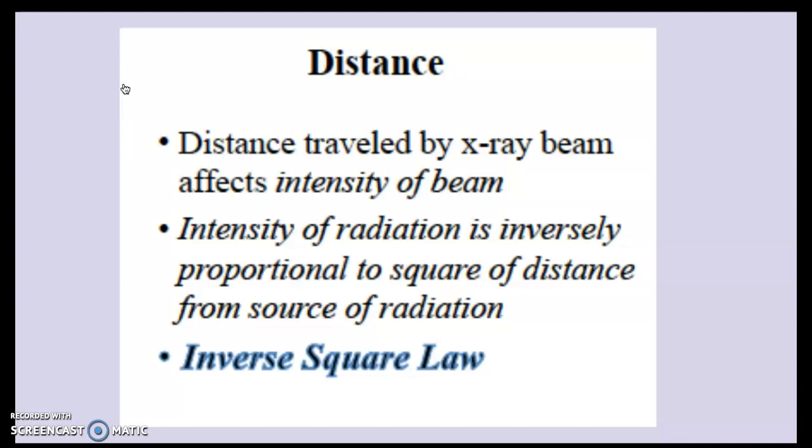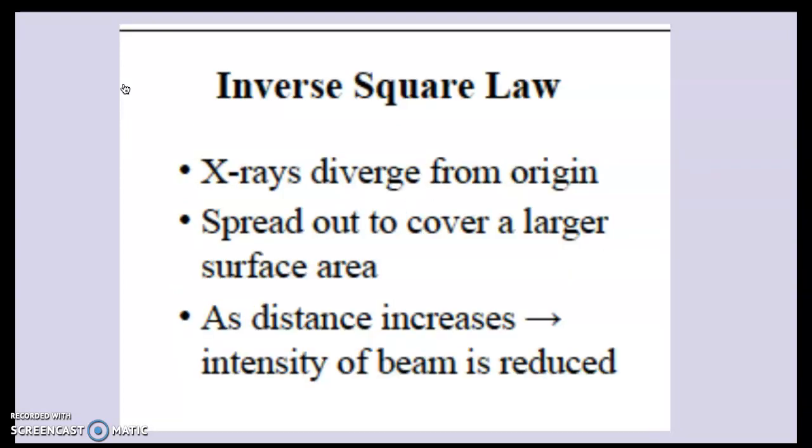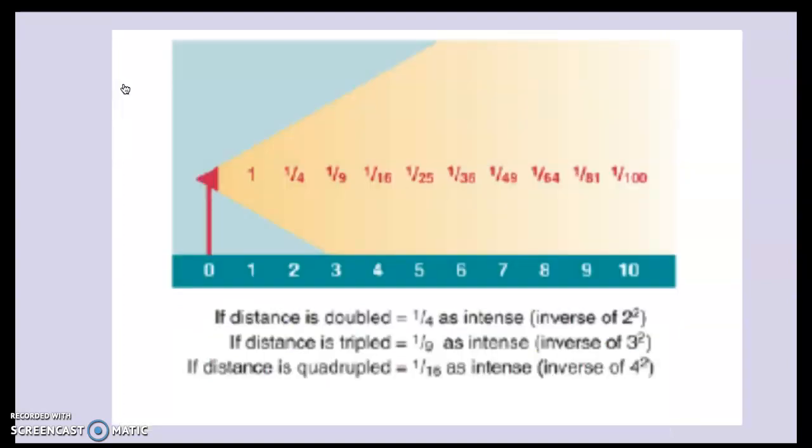So it's inversely related. We use the inverse square law to calculate the distance. The X-rays diverge from the origin, so they spread out to cover a larger surface area. As distance increases, intensity of the beam is reduced. So this is inverse. Think about when you're blow drying your hair. The further you are from your head, the less you feel the air, but the closer you get to your head, the more you can easily burn your head because the intensity has increased. That's what I think about.